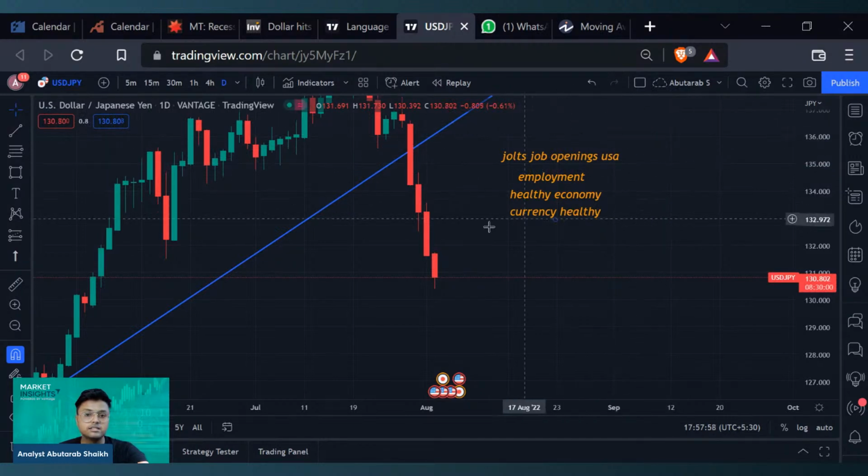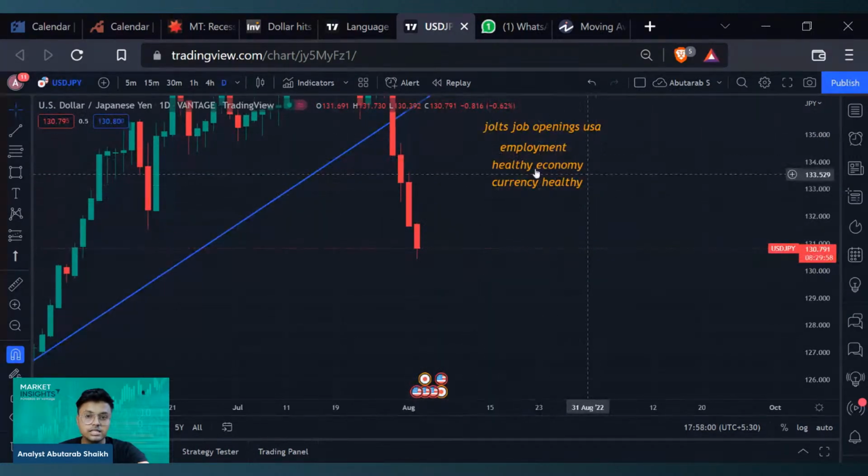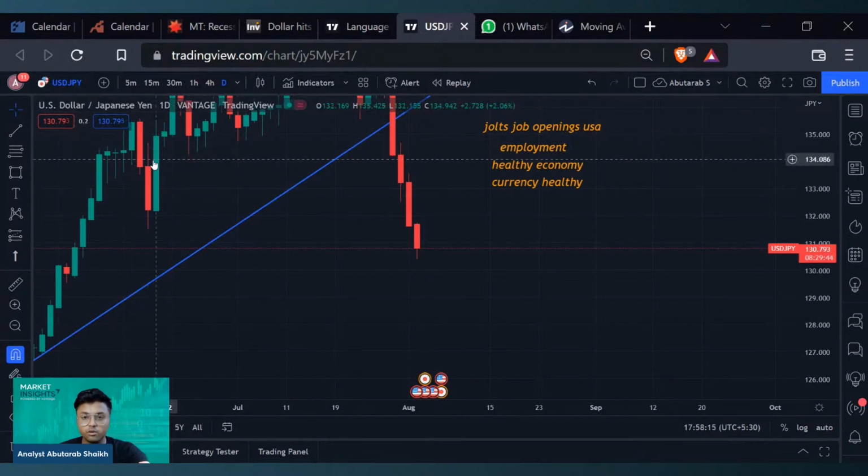What will that suggest? That the currency is weakening, the economy is weakening, of which country? Of the US dollar, which means that the Japanese yen is its counter currency. Now this is called the counter currency, this is called USD. When I'm saying USD JPY, USD means base currency, and JPY is the counter currency.